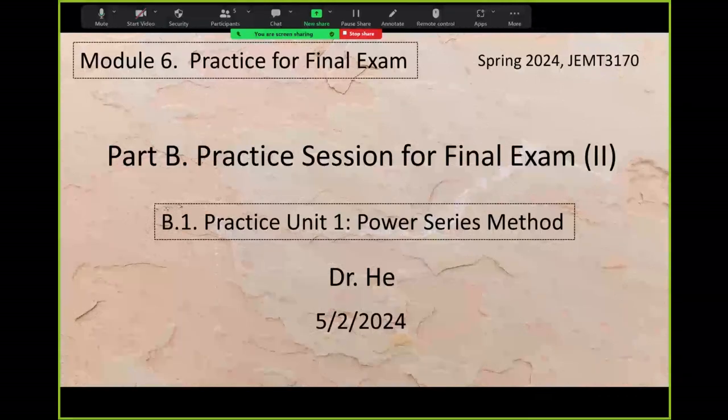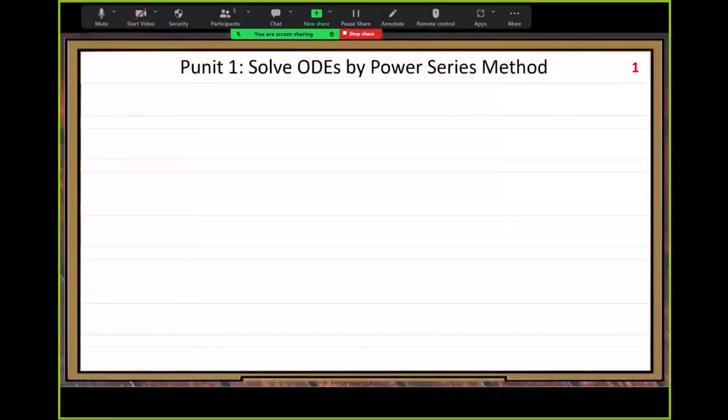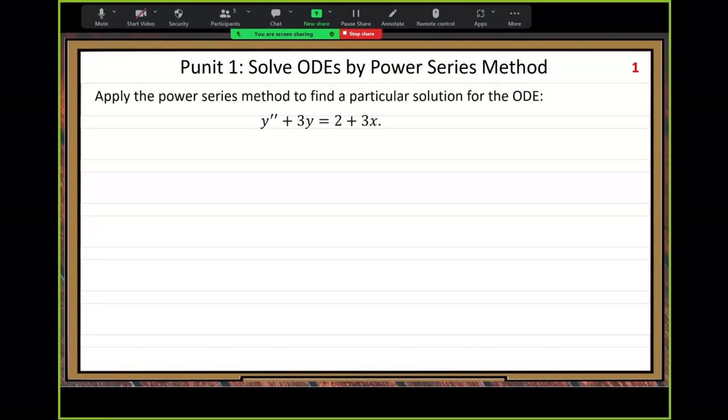Two topics, power series and Fourier series. So let's practice power series first. The first question, solve ODE by power series method. All right, let's look at this question.